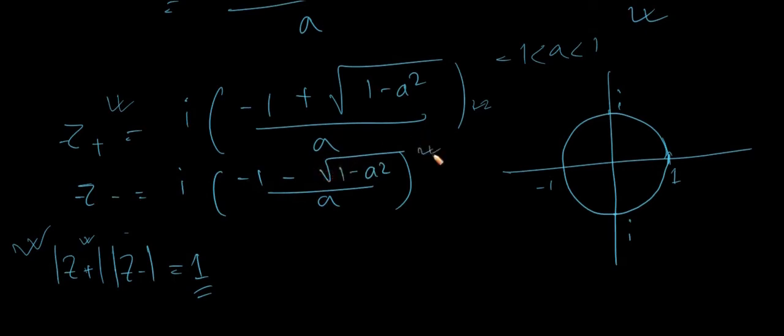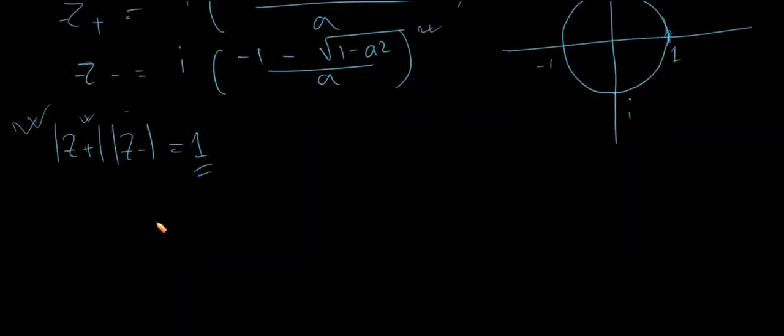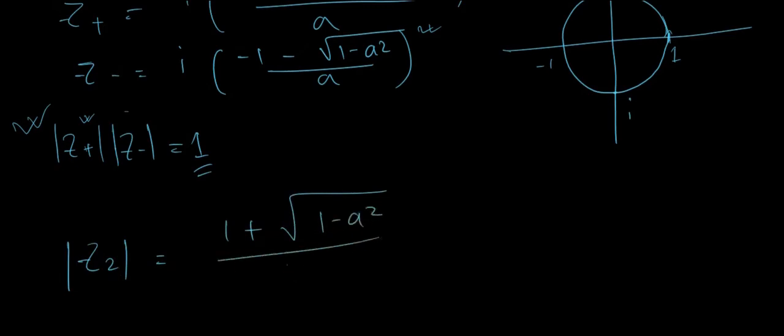So this makes it a bit hard to understand from this z plus and z minus. So that's why we need to go to the modulus thing. So if you consider the modulus of z2, you will see that the modulus is just 1 plus 1 minus a squared divided by modulus of a, right? And this will be greater than 1. The modulus is greater than 1.